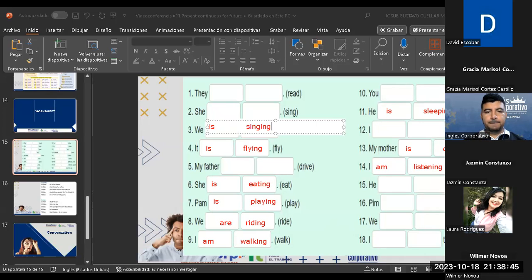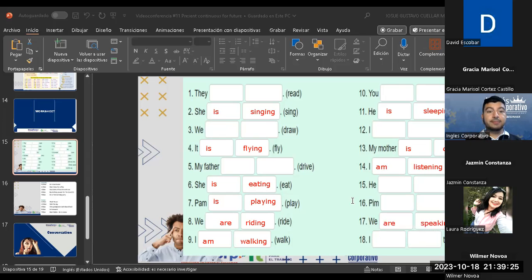Singing? Yes. Is singing? Yep. Singing. Any other? Otro? No, la otra no sé, tengo duda. Ok, no problem. Thank you, Laura. We speaking? La número 17, speaking. Okay. We are, she's speaking. Yeah, we are speaking. Thank you. We're speaking. Yeah, that's true. Thank you.